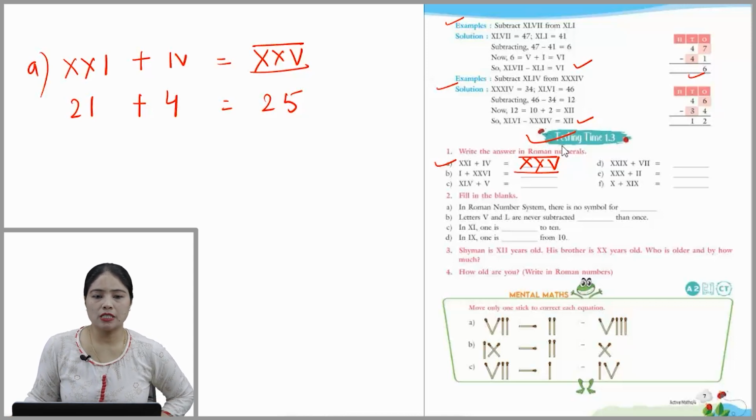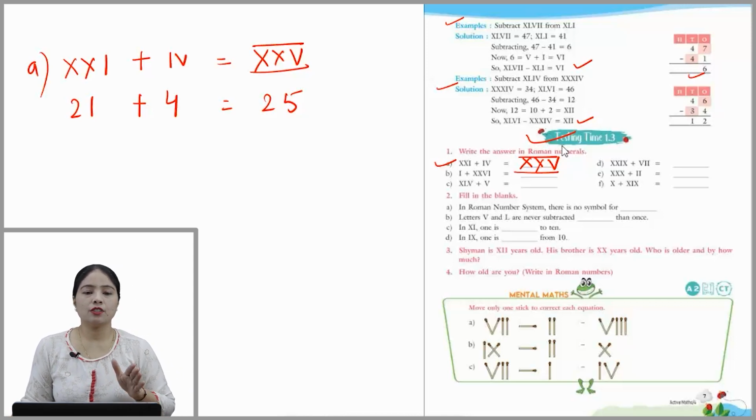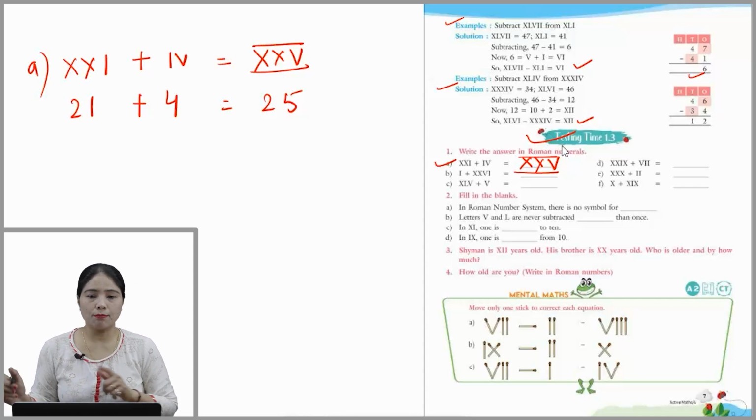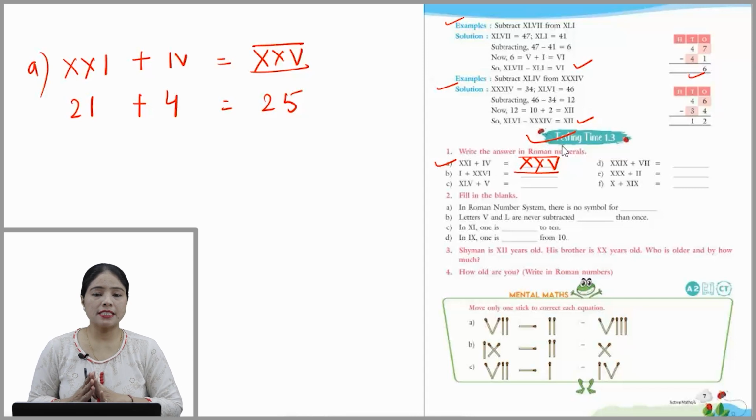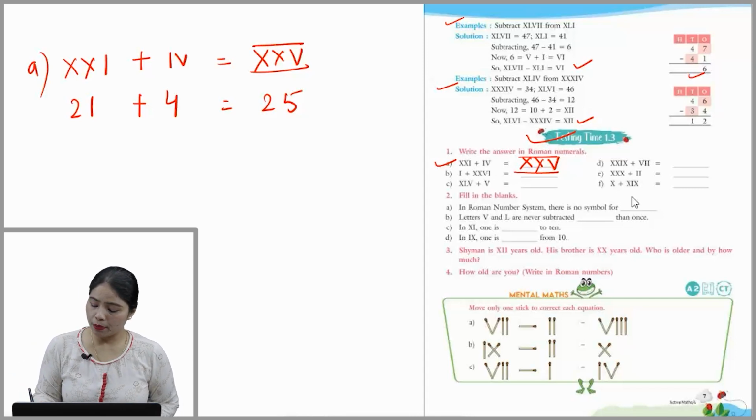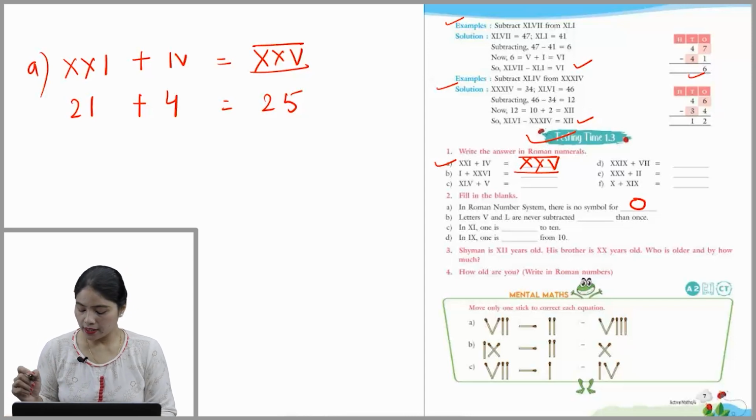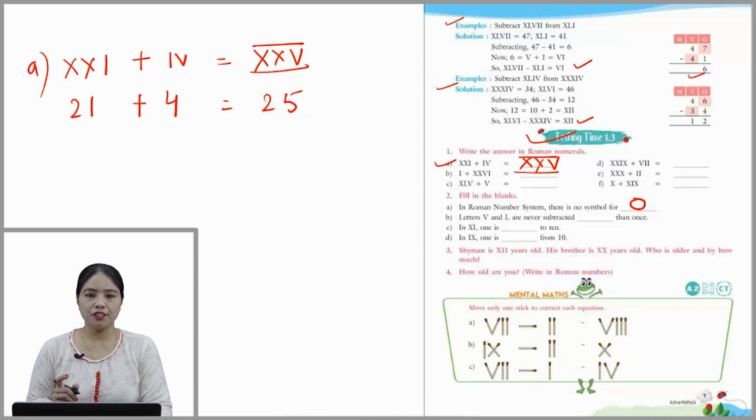Now second question. Filling the blanks: in Roman numerals number system there is no symbol for. Roman number system में किसका symbols नहीं होता? Yes, zero का कोई भी symbol नहीं होता है. Okay, so these are the other questions beta. You have to complete it on your own. Okay, so now move on next.